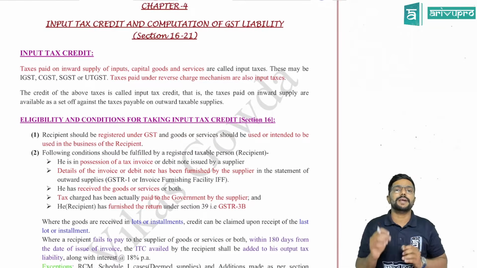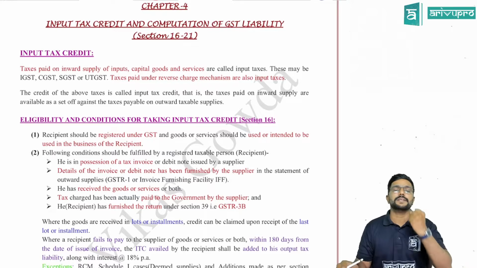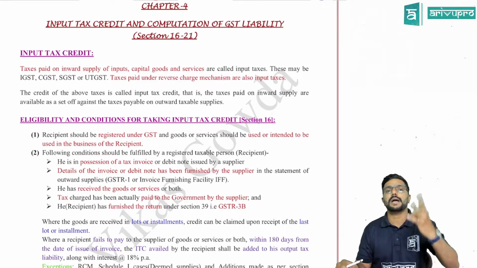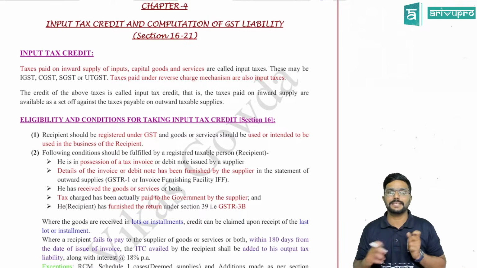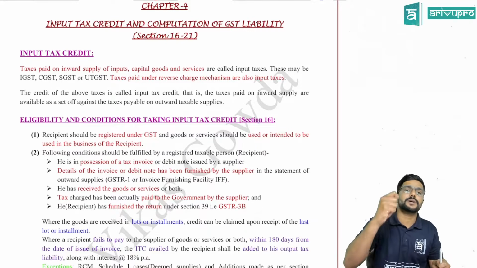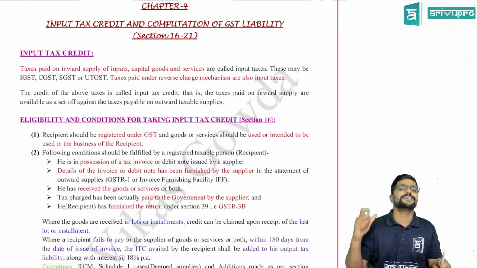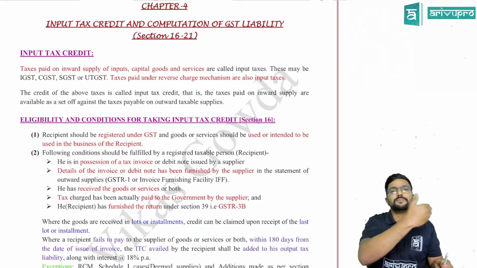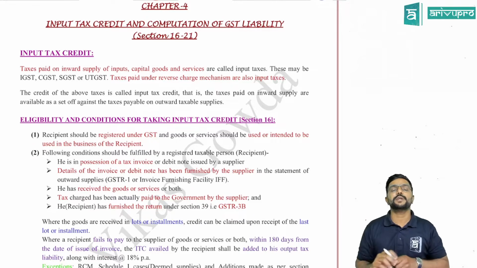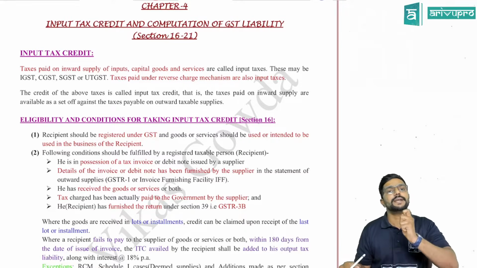Whatever tax is paid on the inward supply, whether it is input service or capital goods, it is called input tax, and if the recipient is eligible to claim the credit of it, it is called input tax credit. And whatever input tax credit is eligible to claim with respect to his inward supply will be credited to a ledger called the electronic credit ledger.